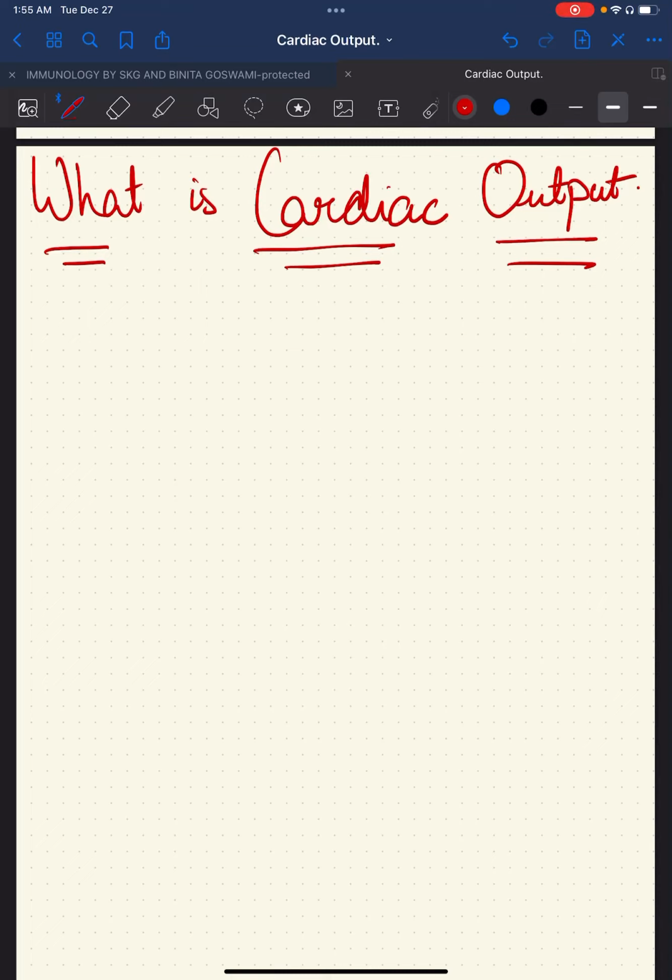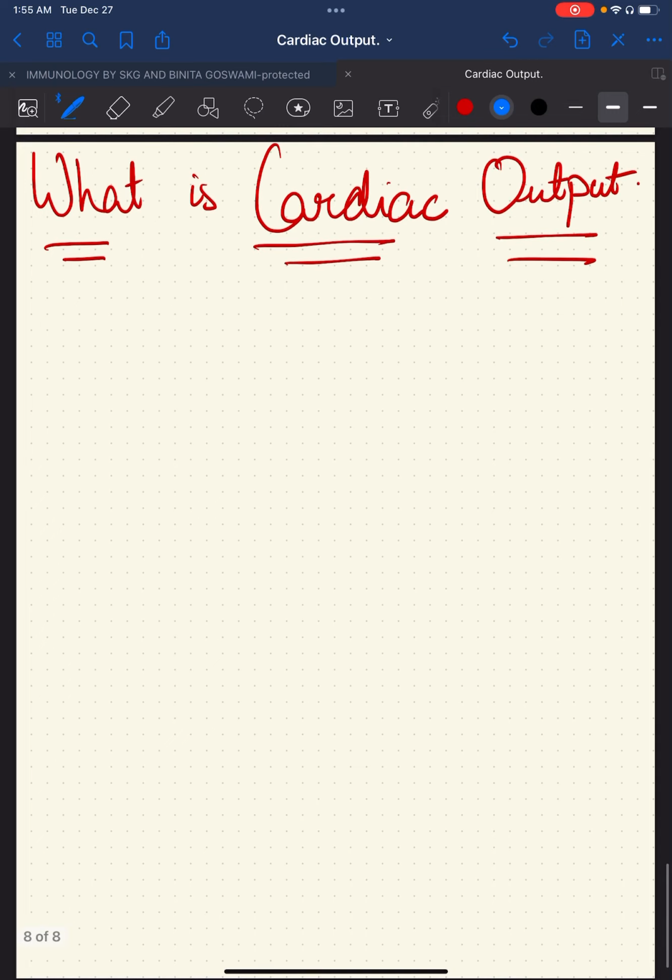Hello everyone. In the previous video, we studied how to measure cardiac output, and in this video, we are going to learn about what actually cardiac output is. Okay, so first, let me draw a diagram.